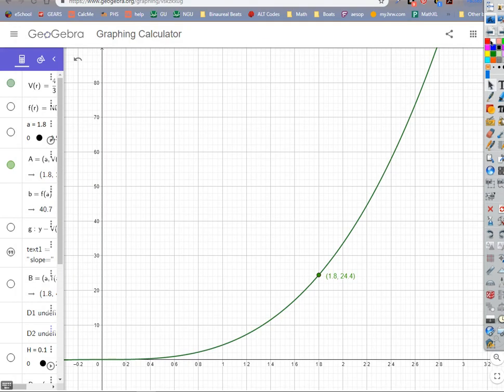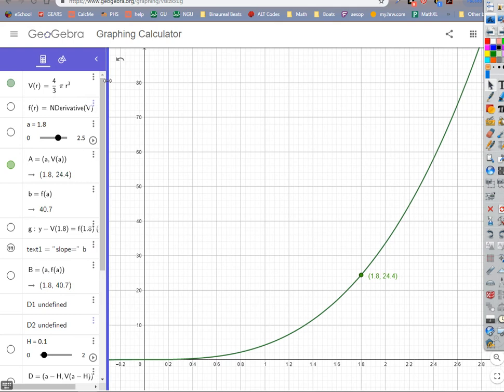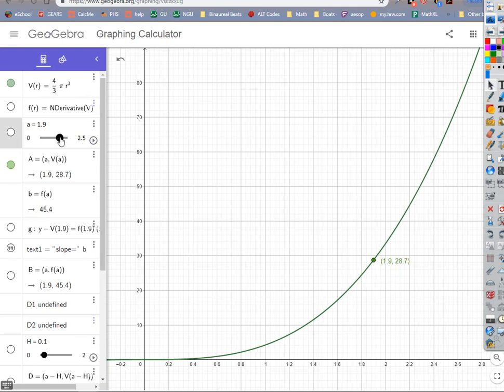Okay, that tells us tangent line, right? So let's pick maybe a little better value of our input. How about if we pick our input to be like 2? Okay.